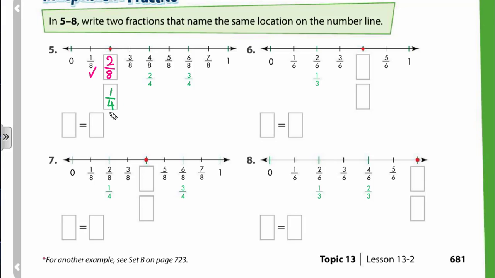Because after the distance, after 2 eighths, it will be 1 fourth. Yes, that's right. So let's write the two fractions down: 2 eighths and 1 fourth, equivalent. Excellent, thank you, my hero. Good work.